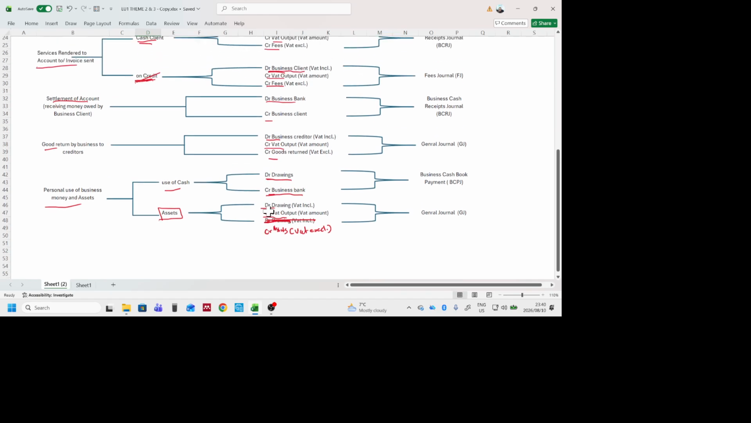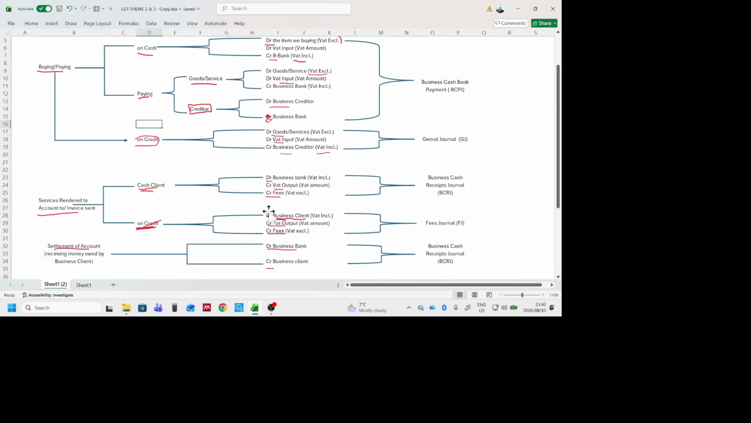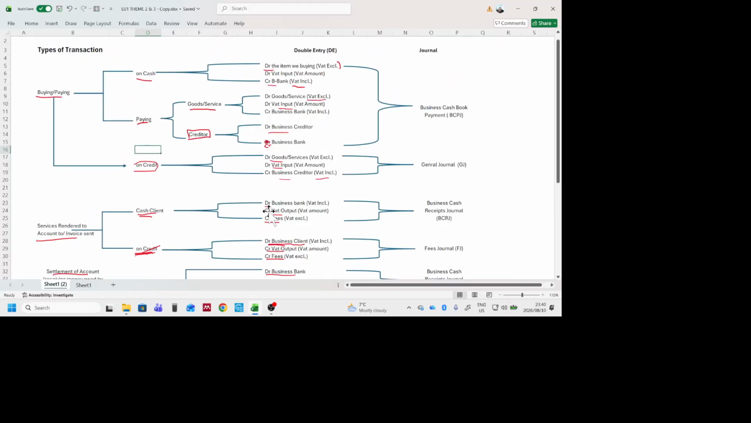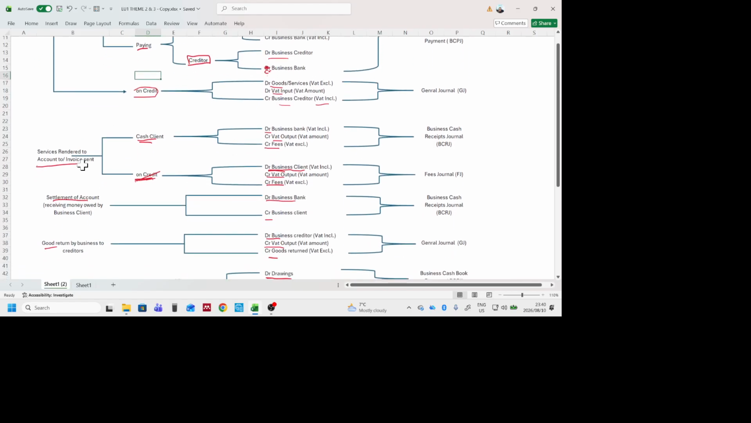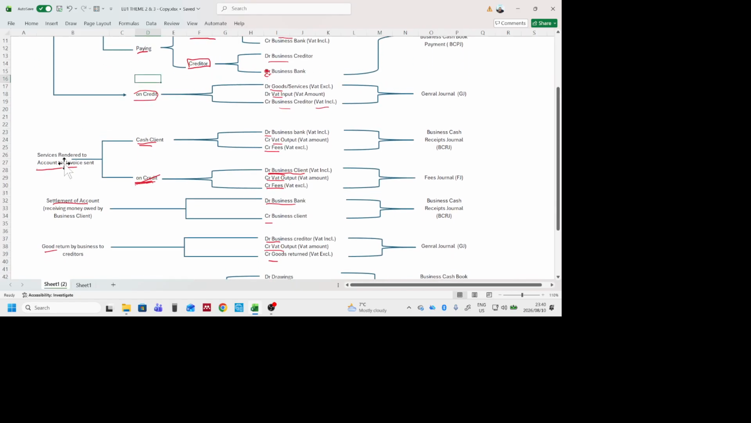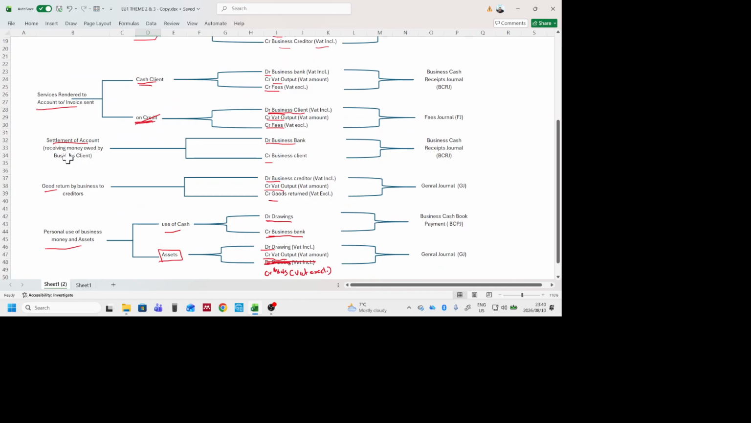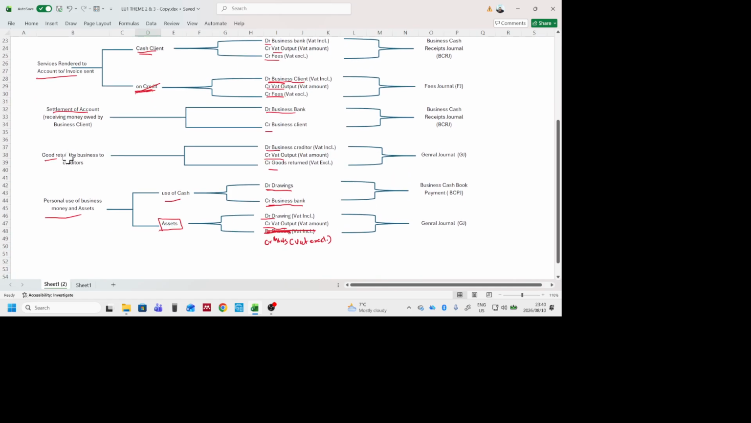So this is everything that you currently need in order to understand the whole concept of VAT treatment within attorney's transactions and business transactions, or to understand the type of VAT treatment in terms of transactions that can occur within an attorney practice. So in terms of types, you can either be buying or paying, when you are rendering service, when customers are settling accounts, when you're returning goods, or when the owner decides to take money for personal use.